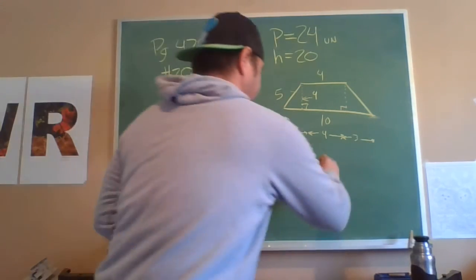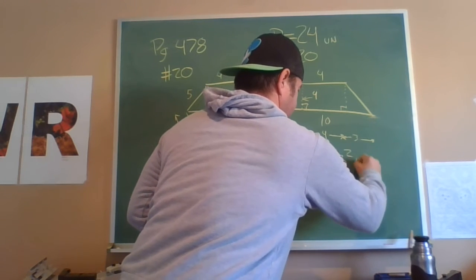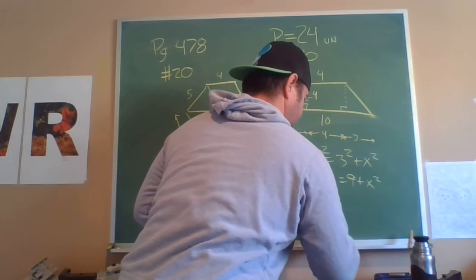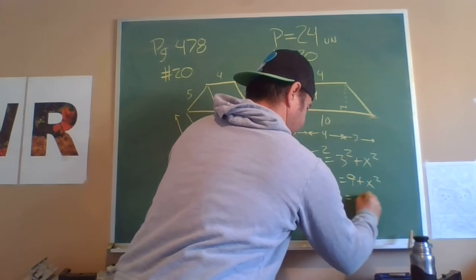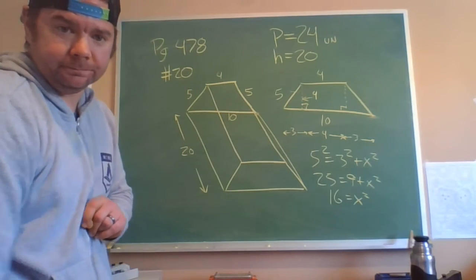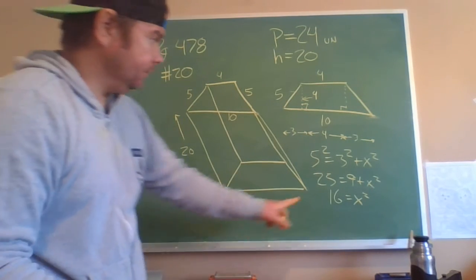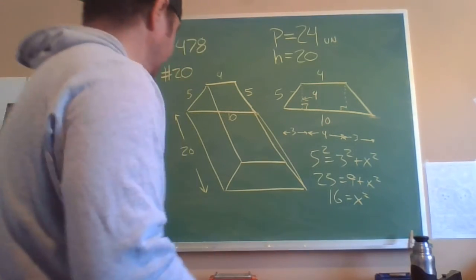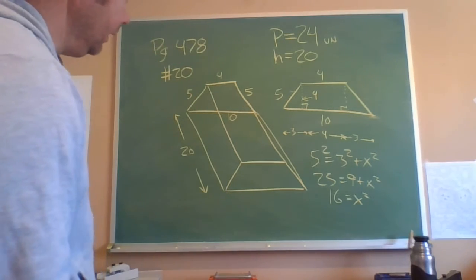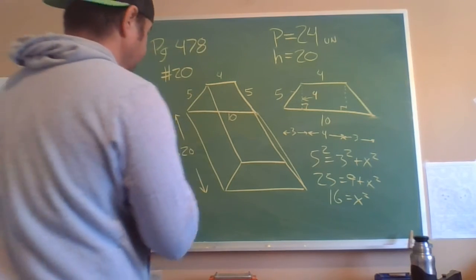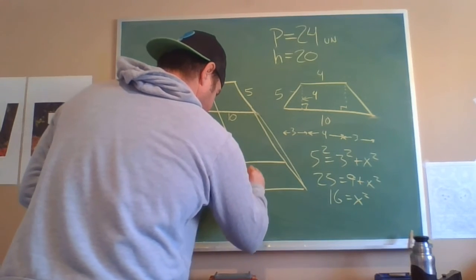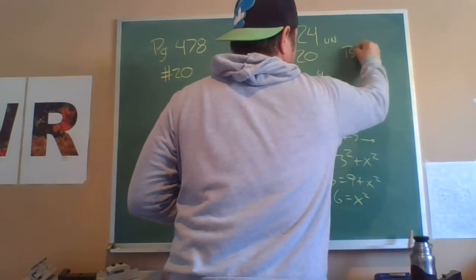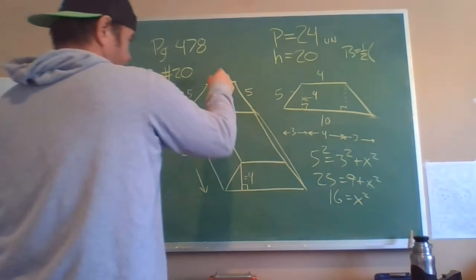5 squared equals 3 squared plus x squared. 25 equals 9 plus x squared. 25 minus 9 is 16. Square root of 16 is 4. Okay. Whew. So this is turning out to be a decent amount of work, but I think we're almost done. We know now that the height of this trapezoid equals 4. So I can get the area of the trapezoid by doing 1/2 base 1 plus base 2.